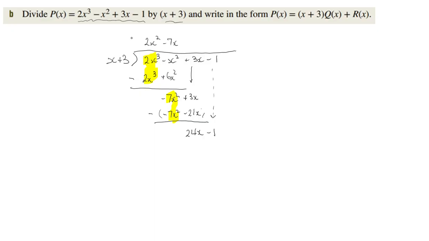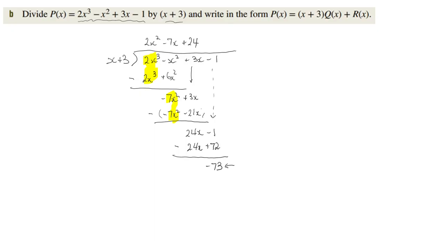Now I want to write a number here that when I multiply back through, I get 24x. So 24x divided by x is 24. So that's my last term up here. I multiply through: 24x plus 24 threes are 72, I believe. Subtract. Negative 1 subtract 72 is negative 73. And now this remainder is a term with a lesser degree than what I'm dividing by. So I now stop. That's my remainder.